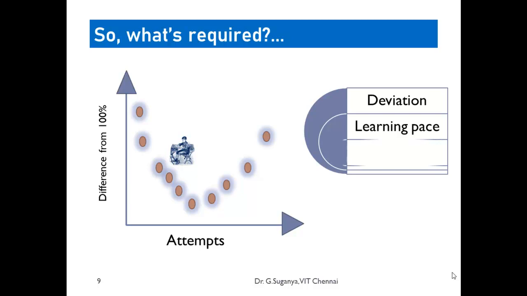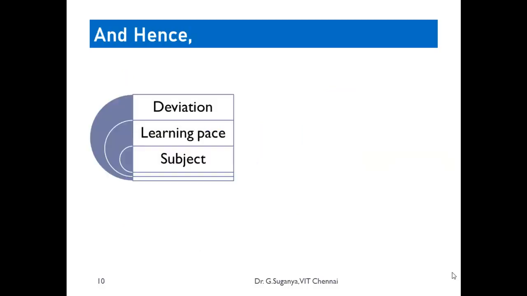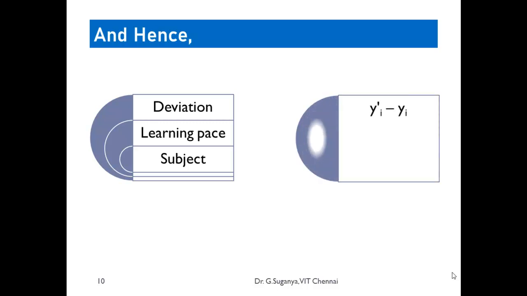And hence the very important thing is the subject. The teacher should know in which subject this deviation has actually happened, because the student may be having 5 or 6 subjects running parallelly at hand, and hence which subject the student is attempting has to be clearly understood.